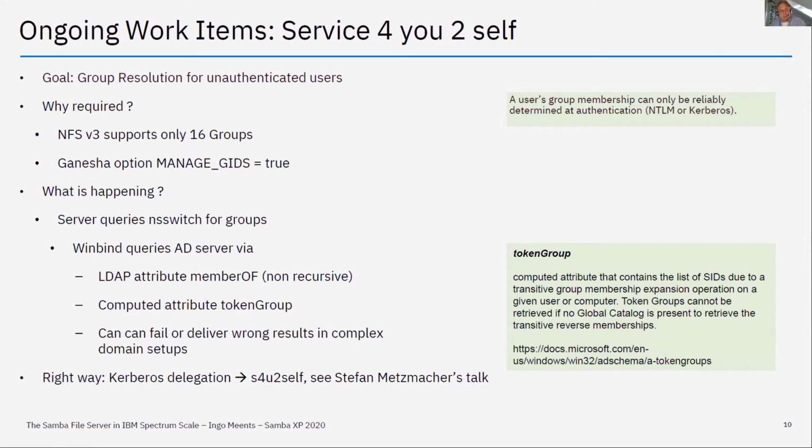And Ganesha has the option manage GIDs equals true for that. This means that basically in setups where we have Active Directory authentication, we have unauthenticated users, but we need to determine their group memberships. And so there are workarounds, and even Winbind implements those. One of those, you can take a look at the token group membership, but there are certain pitfalls, especially in trusted domains, where answers can be wrong or incomplete. And the real way to do it would be to use S4U2Self. And those of you who are watching what Stefan is doing, actually, he's getting this implemented so that we can actually determine group memberships for unauthenticated users on a Samba node.